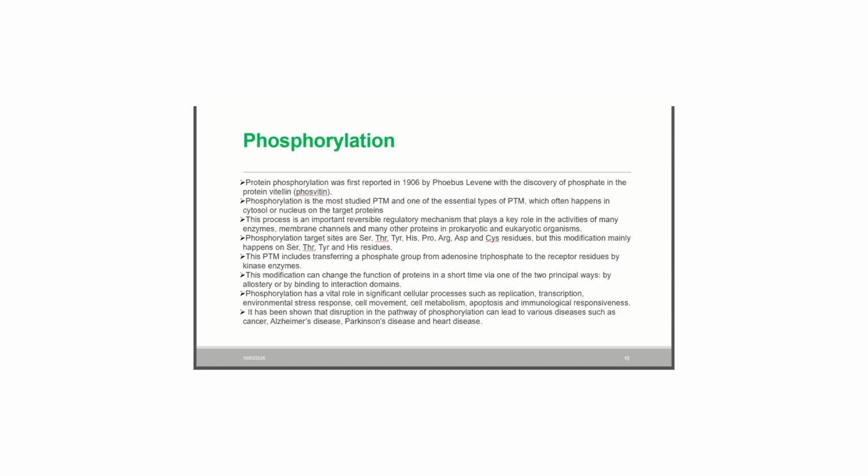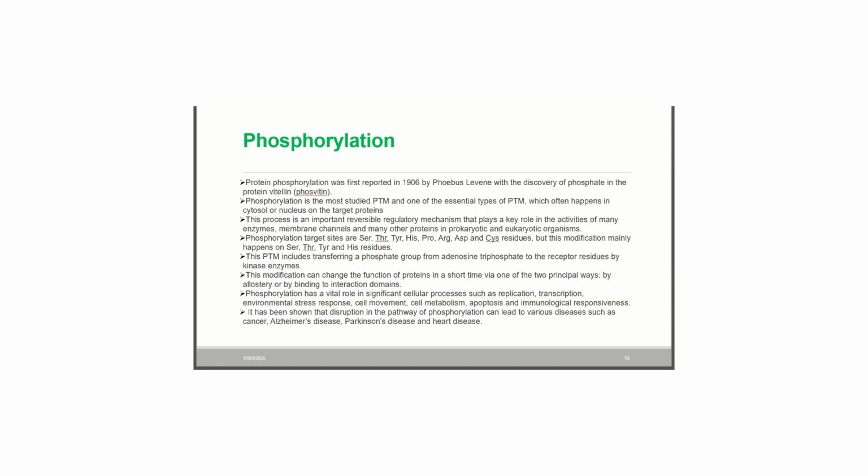And this process is an important reversible regulatory mechanism that plays a key role in the activities of many enzymes, membrane channels, and many other proteins in prokaryotic and eukaryotic organisms. So phosphorylation targets sites at tyrosine, histidine, proline, so specific amino acid residues. But this modification mainly happens on serine, threonine, and histidine residues.